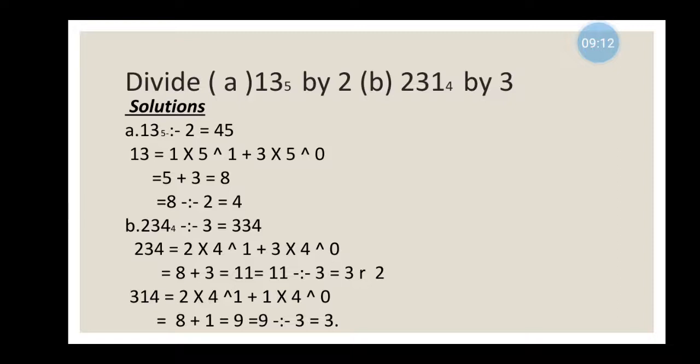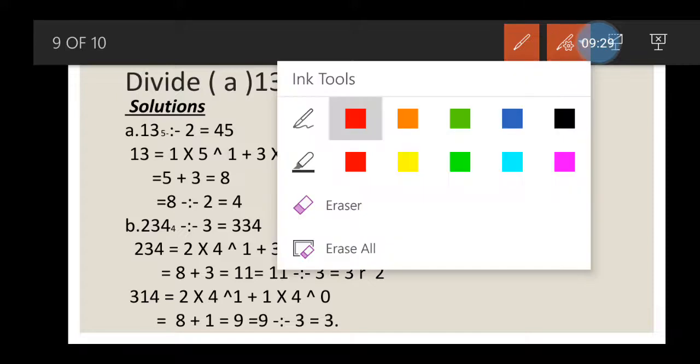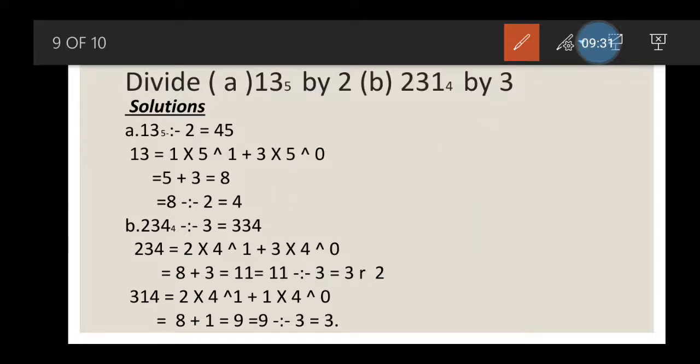Now we are dividing 13 base 5 by 2. If you are dividing 13 base 5 by 2, we do something like this. Okay, I have to erase this side so there will be enough space for me. So 13, okay, divided by 2.